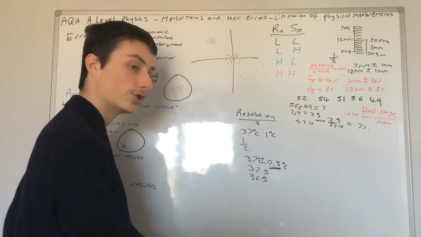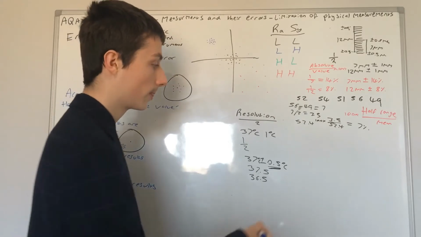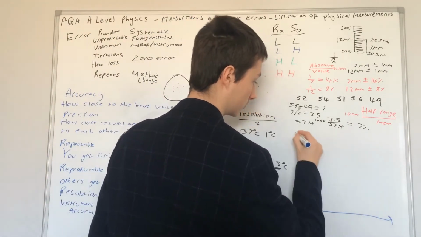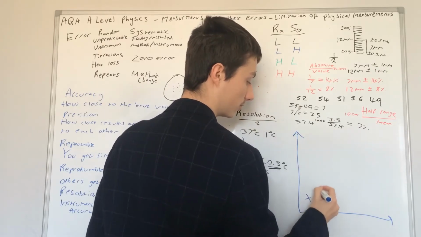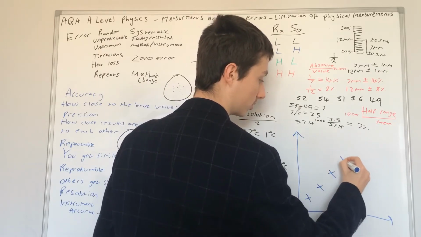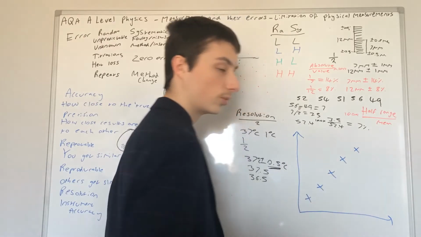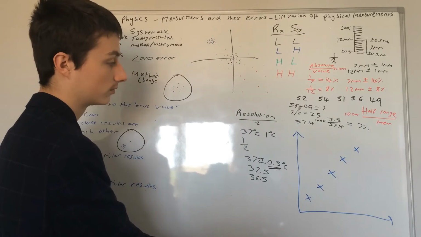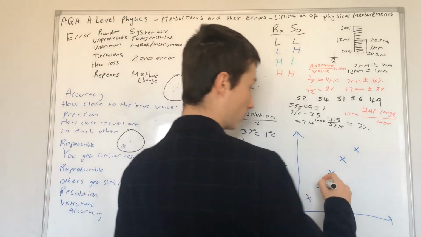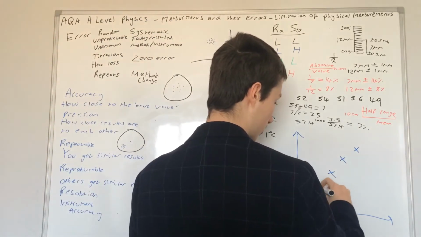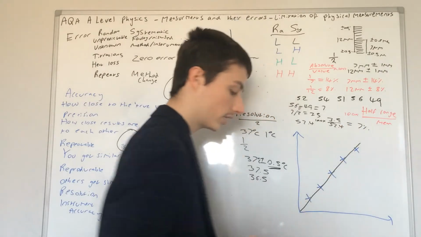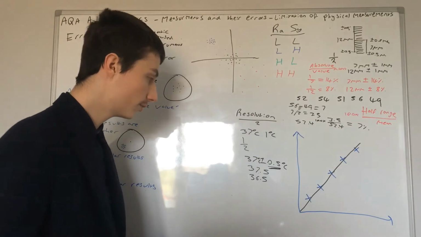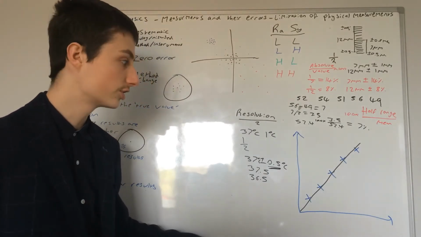We can also find percentage uncertainty from graphs. Let's draw an example graph out and let's plot some random data points. Make sure you always use crosses or pluses when plotting data. Mine's a bit wonky, but I'm going to go with it. And here's the line of best fit, or one line of best fit. You should be familiar with the setup from GCSE.